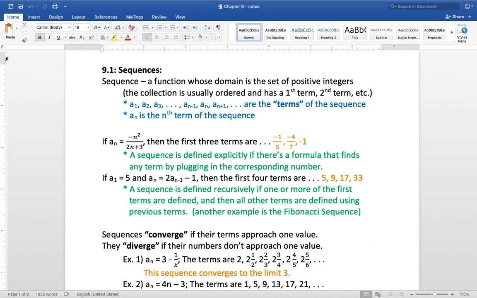Hey, folks. This is the beginning of chapter 9, which is all about sequences and series. Turns out sequences and series are pretty easy, and you might have learned about them at another point. A sequence is just kind of a collection of something, usually in a pattern. Now, it's usually a collection of numbers or variables.